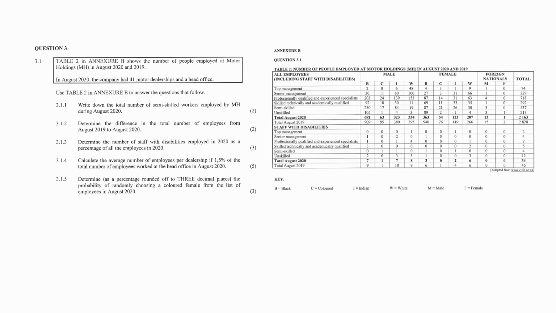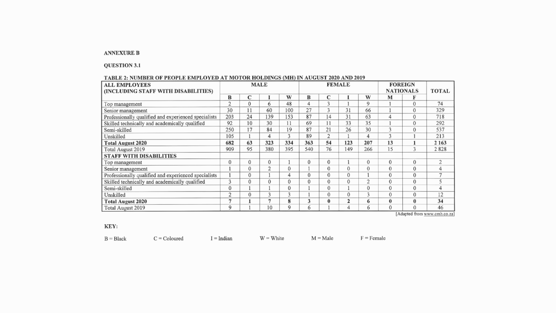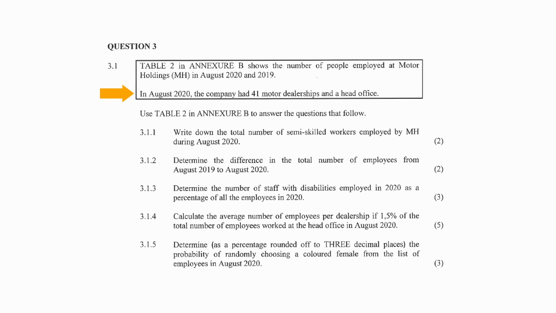Question 3.1 consists of 4 data handling questions and 1 probability question that were designed to assess your ability to interpret statistics in a table. You are given a table in Annexure B that shows the number of people employed at Motor Holdings in August 2020 and 2019. In August 2020, the company had 41 motor dealerships and a head office.